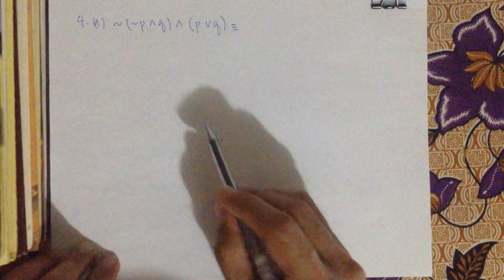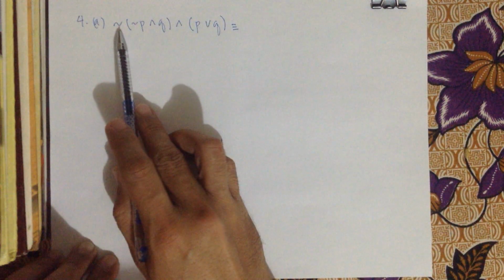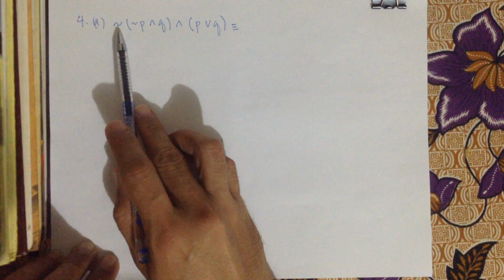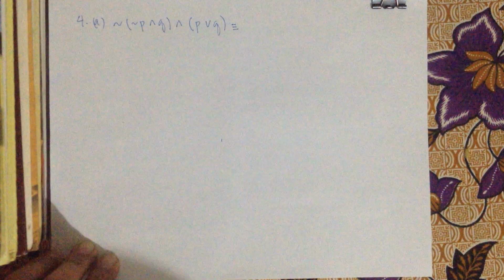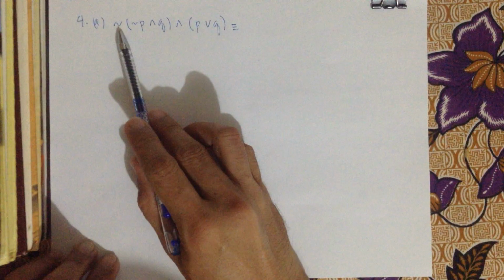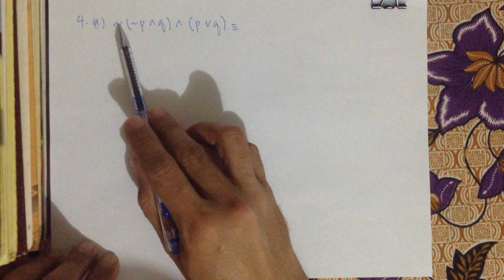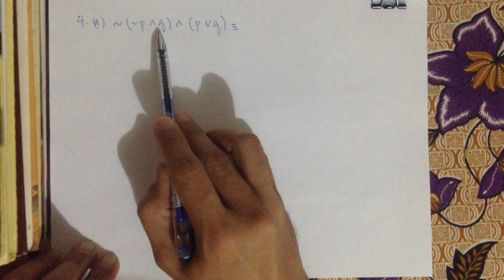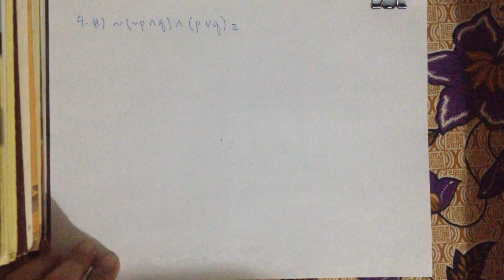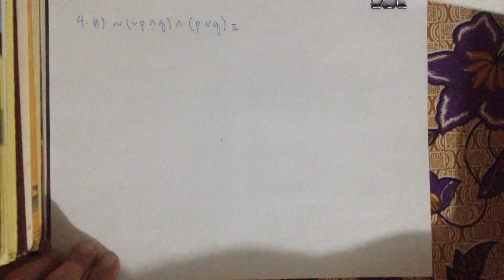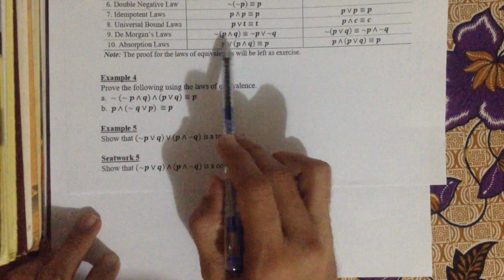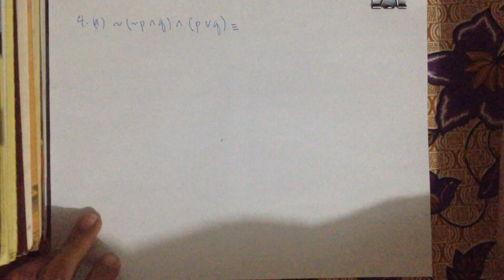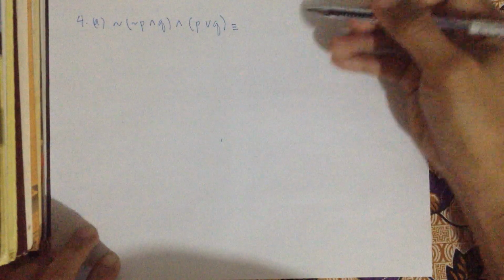You notice here that there is the negation symbol outside. So the natural tendency here is to distribute that inside. And what are we applying? Which law is to be applied when we distribute that? We will apply the De Morgan's laws. So that's our first step now.